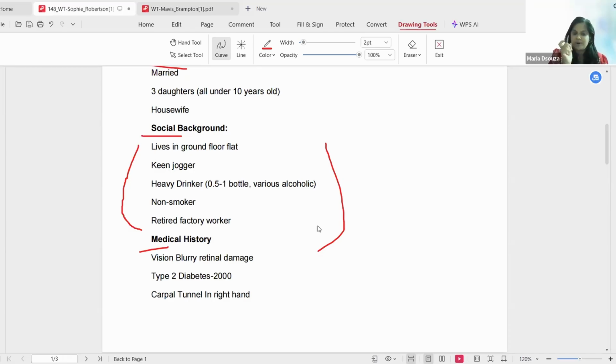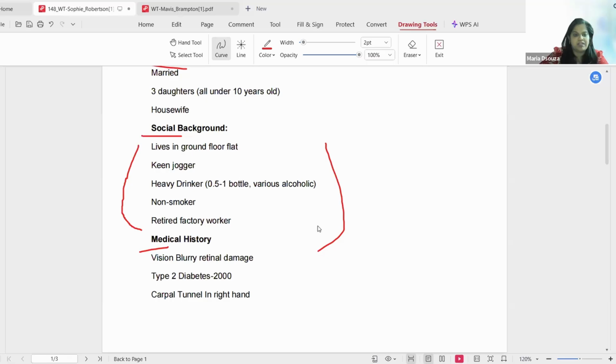Now you're talking about the alcohol substance abuse. So heavy drinker becomes relevant information, correct? Yes, ma'am. Maybe keen jogger, as you guys said. I don't think so. That should be great information to be writing. Yes, of course, you can skip it.